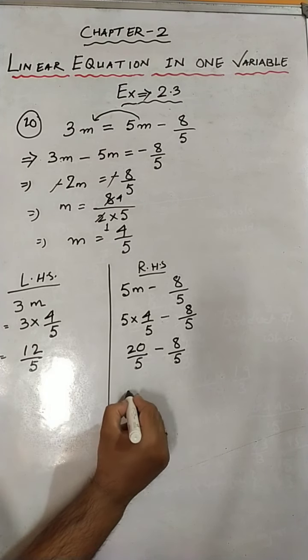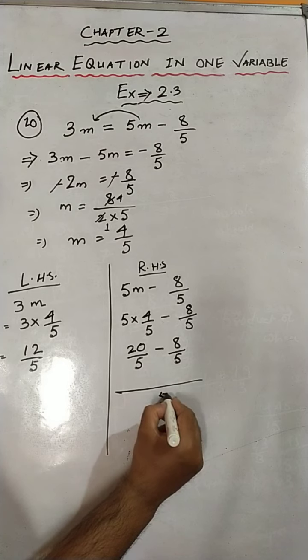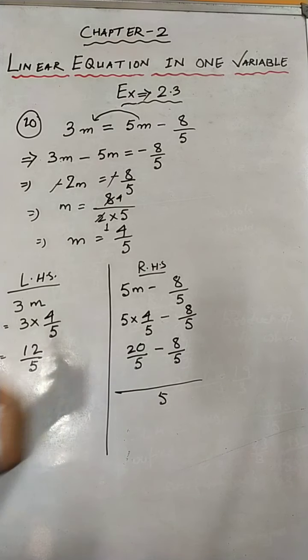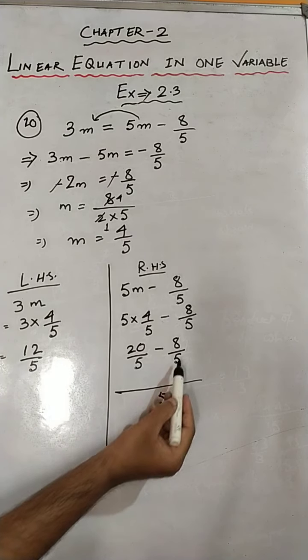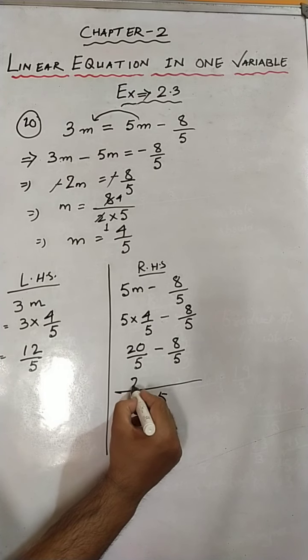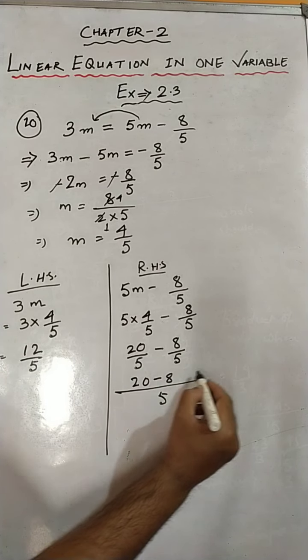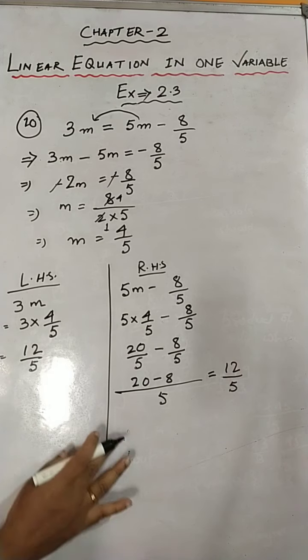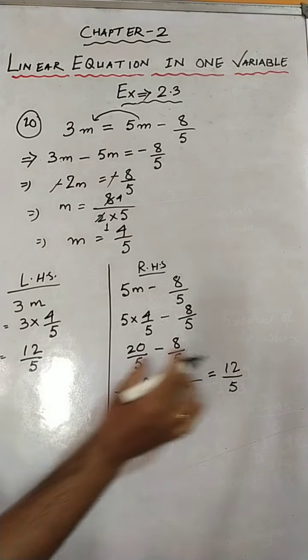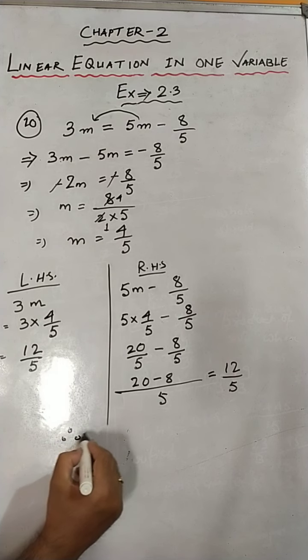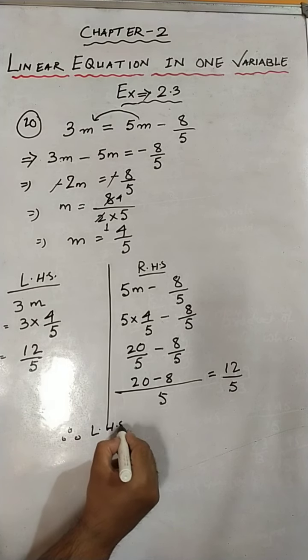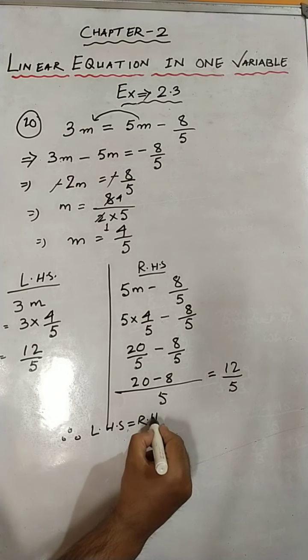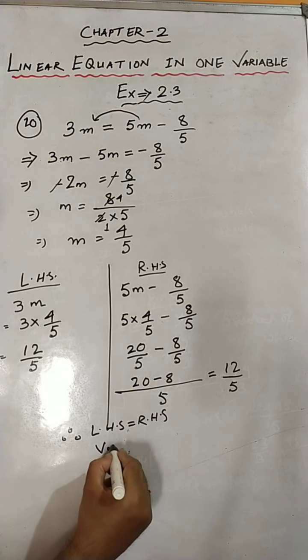So what is the LCM then? Obviously it would be 5 because both the fractions are carrying the same denominator. So the LCM of 5 and 5 would be 5. And we will write 20 minus 8. So we'll get the answer as 12 by 5. So see, both the sides are having the same answer. So we can conclude LHS is equal to RHS, hence verified.